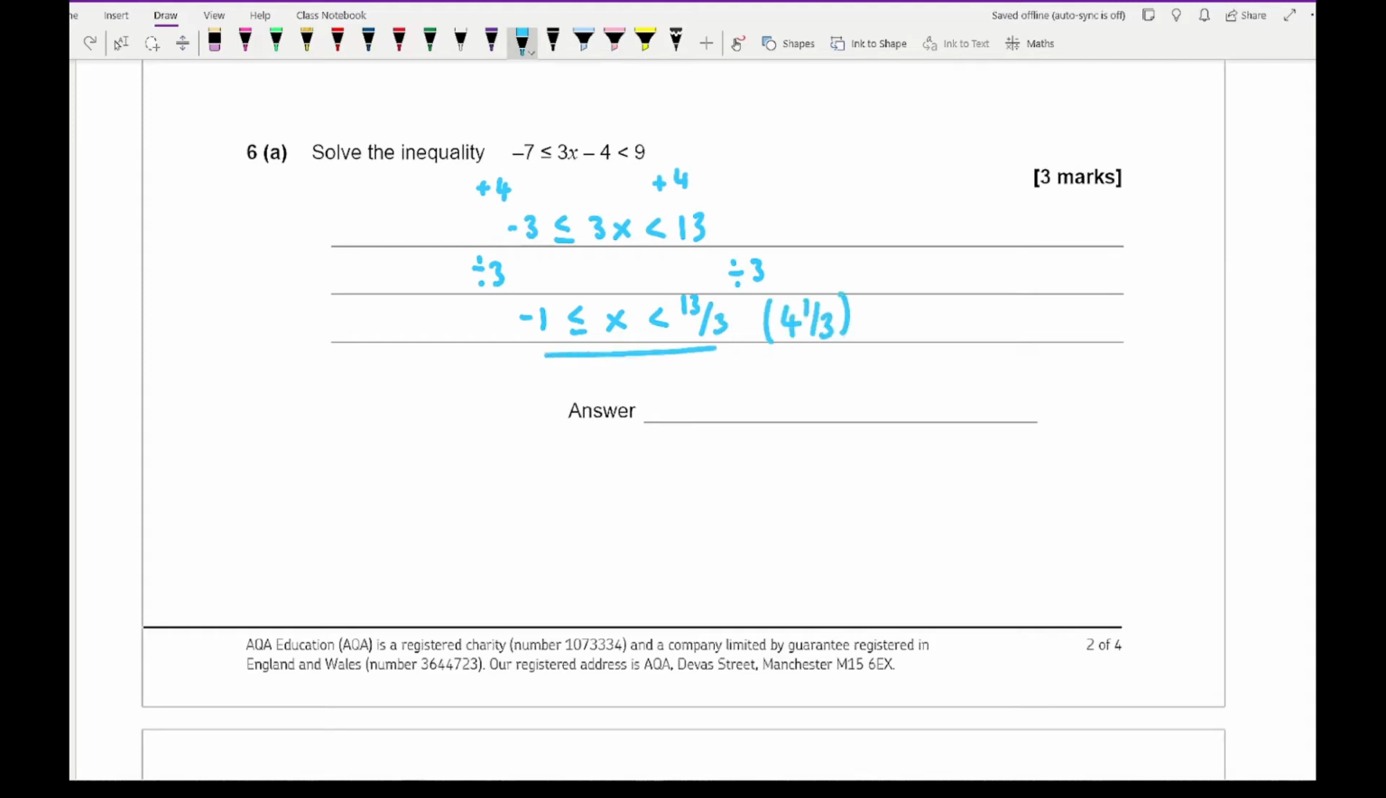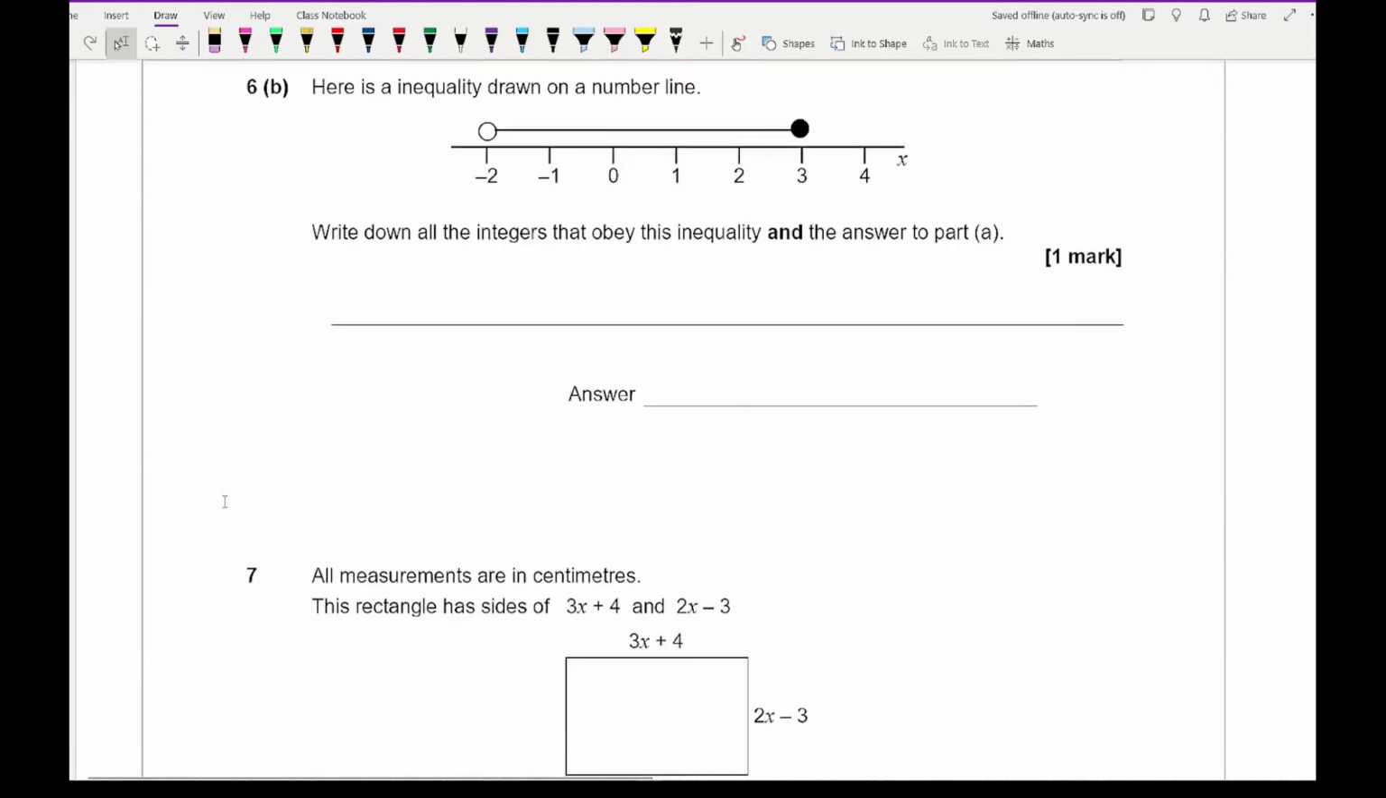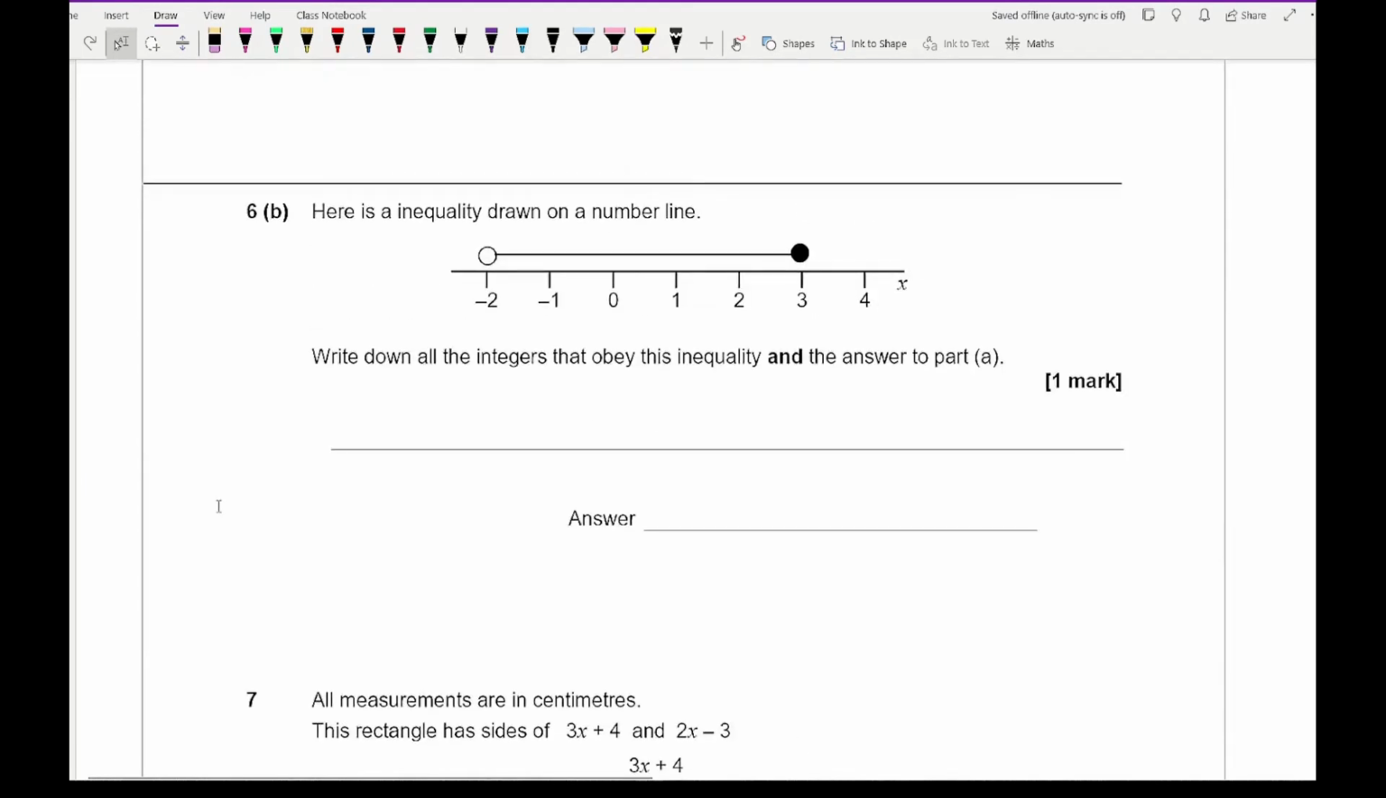And you can either write your answer using fractions, or you could write it as a decimal or as a mixed number. It's entirely up to you, but as long as it's 13 over 3, then that would be absolutely fine. Moving on to 6b, again we've got another number line. It says here is an inequality drawn on a number line. Write down all the integers that obey this inequality and the answer in part A.